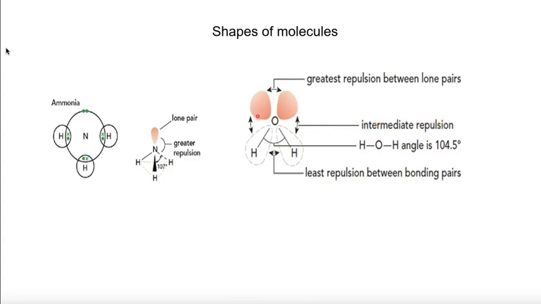Due to these lone pair repulsions, the original shape becomes distorted. So if we have 4 bond pairs, we would have a regular shape. And then if we include a lone pair in it, the shape becomes distorted. If we include 2 lone pairs, the shape becomes still more distorted.